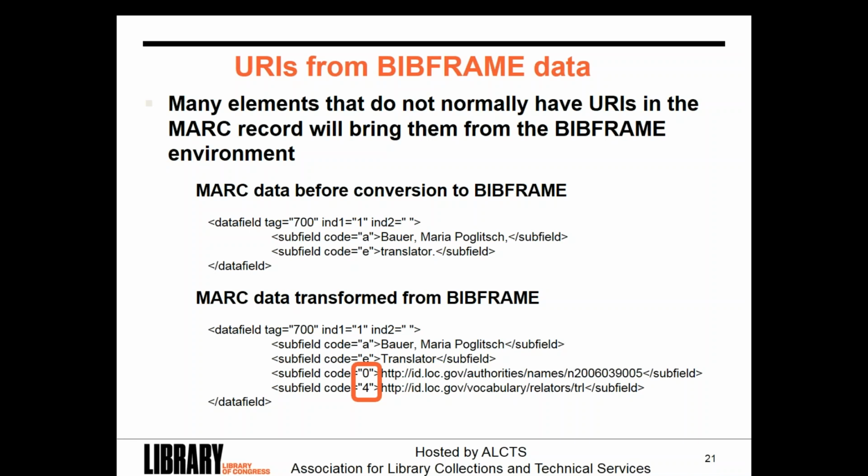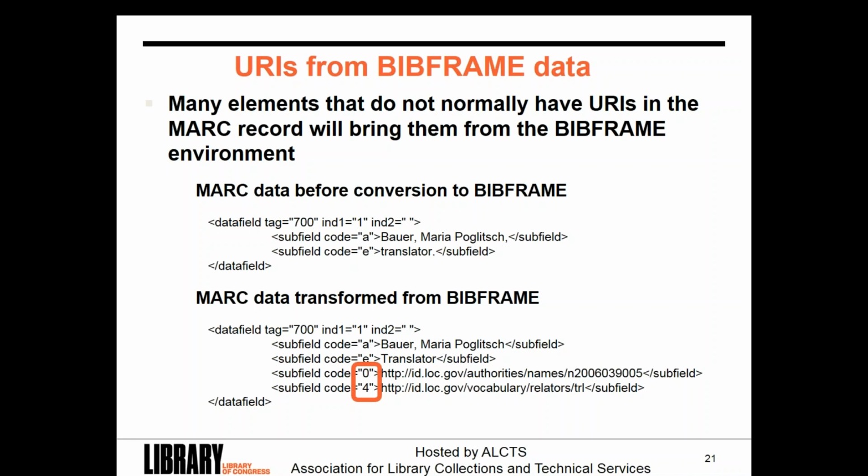We want to have that data, we want to have those URIs when we go back into MARC, because we may, the next day, want to transform that data, that record, back into BibFrame, and we want to not have to look up this information again. We want to carry it with us.